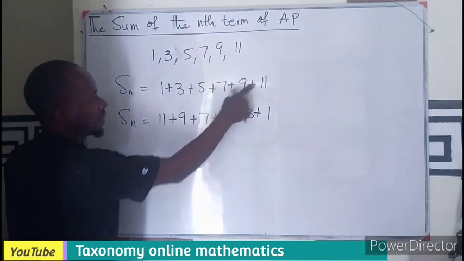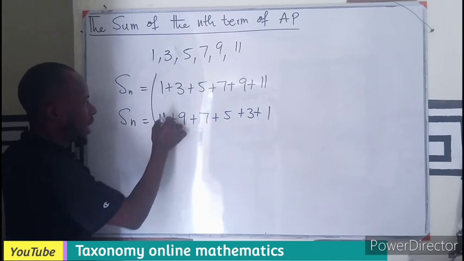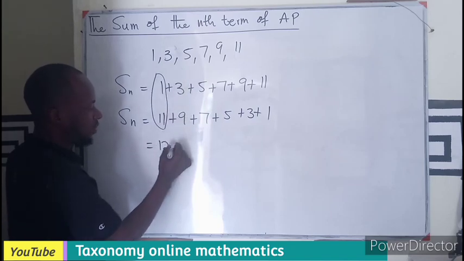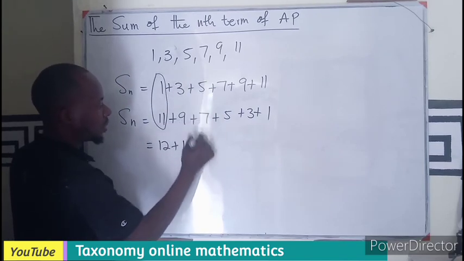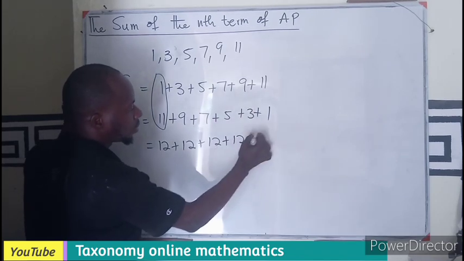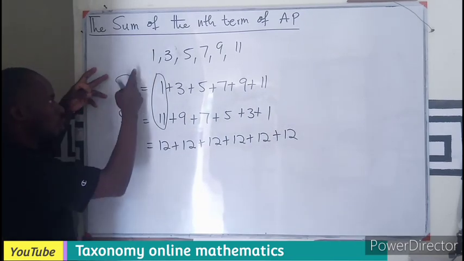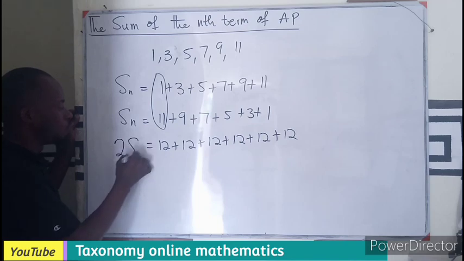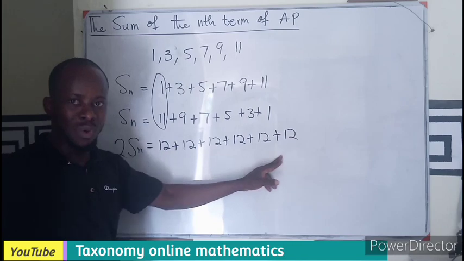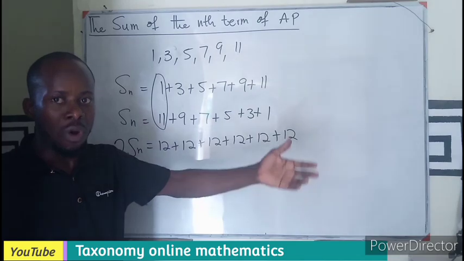1, 2, 3, 4, 5, 6. And 1, 2, 3, 4, 5, 6. Then we add them pair by pair, and that will give us 12. If you add this, you also get plus 12, another plus 12, plus 12, plus 12, and finally plus 12. Since there is an equal sign, we need to also add this side. That gives us 2 of the Sn. Now it will be easy to get the answer here because I know 12 plus 12 plus 12 plus 12 and so on.